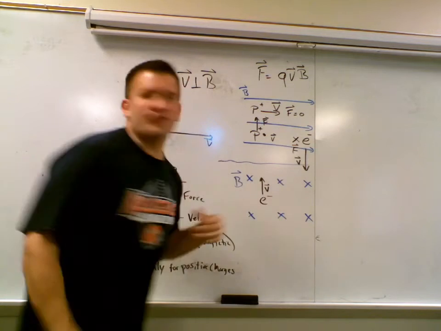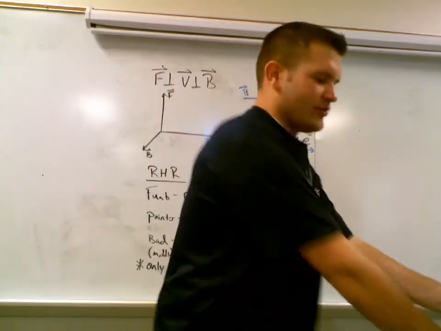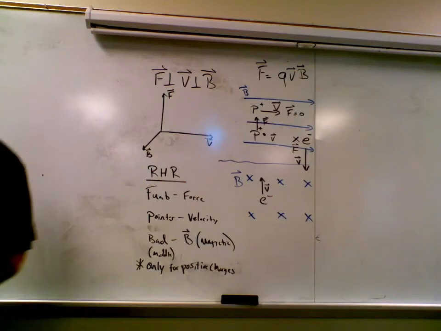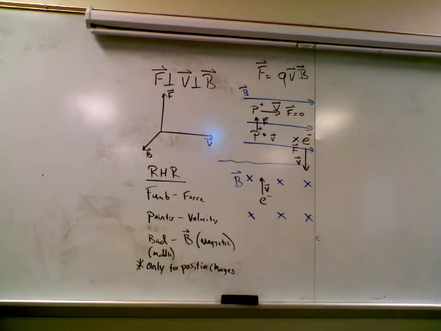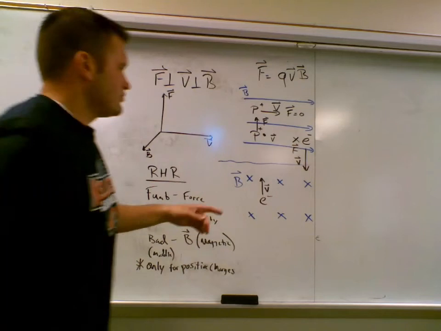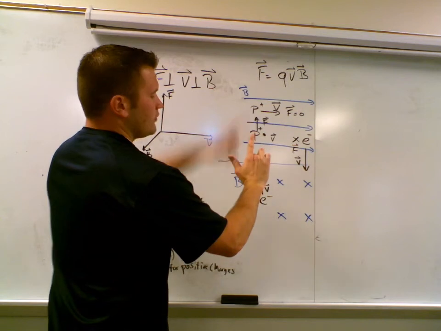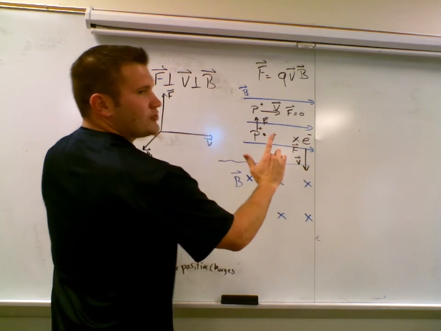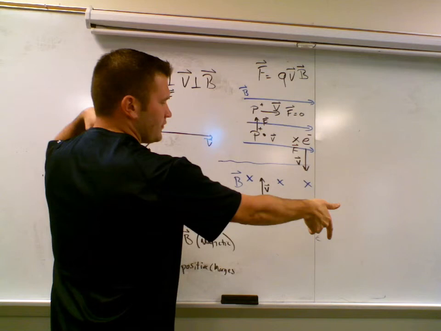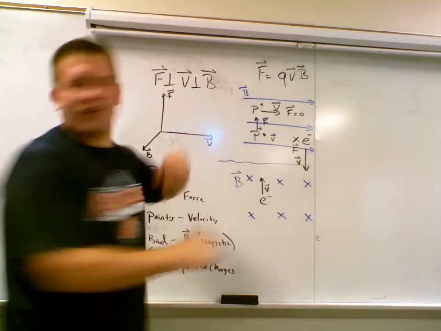The right hand rule is only for positive charges. So you use the left hand rule for negative. So that means the electron goes which way? B field into the board, velocity up, the thumb is to the left, but since it's an electron, the force goes to the right.